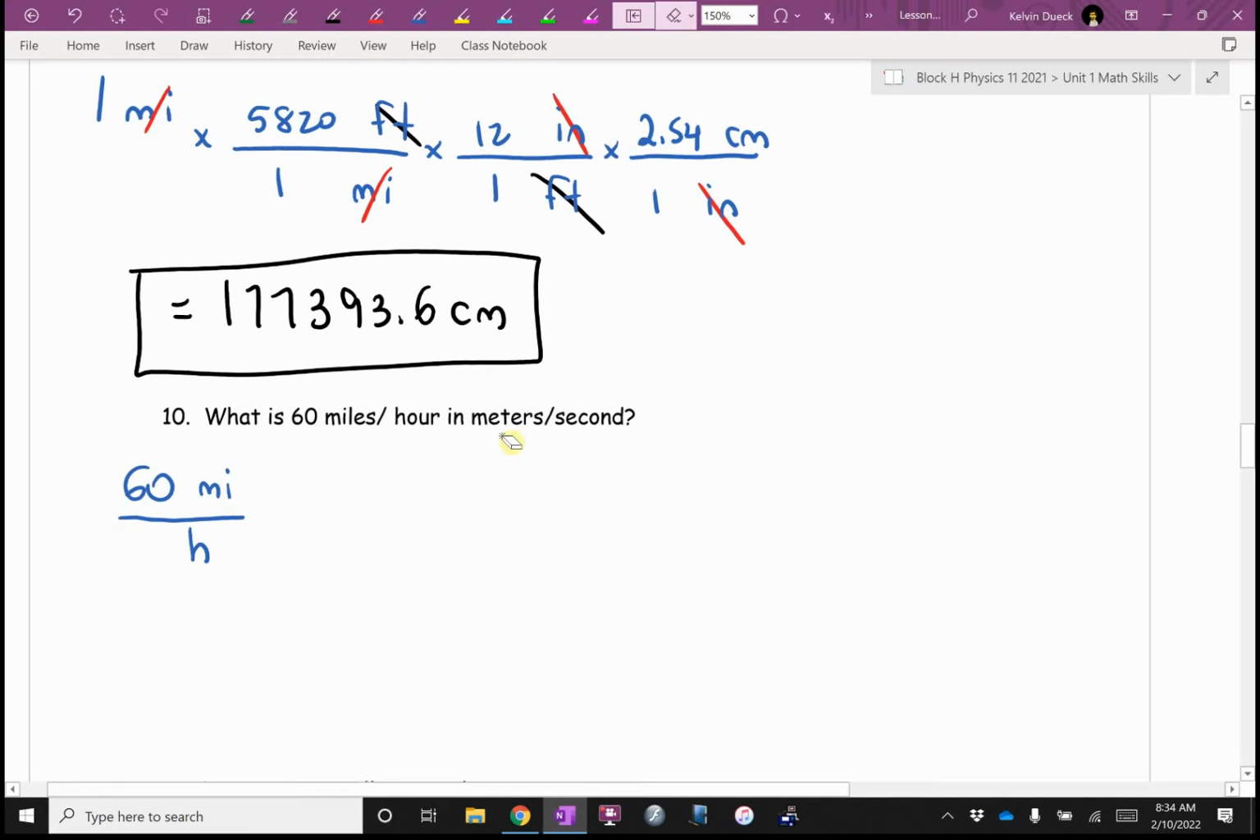Bryce, what do we want to end up with? Meters per? What we're going to do is we're going to change miles to meters, and we're going to change hours to seconds. We'll do them independently one at a time. I don't do them at the same time. So what do you want to do first, Bryce? Miles to meters or hours to seconds? Doesn't matter. Pick. Miles to meters, so I'm going to go like this. I want miles to cancel. Where's it going to go in my next fraction then?